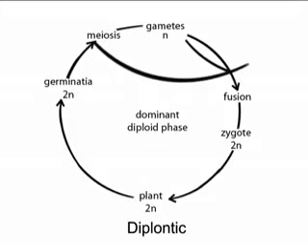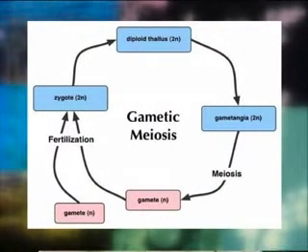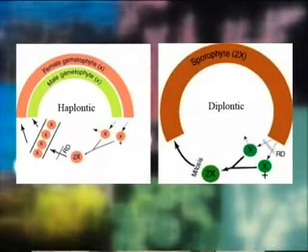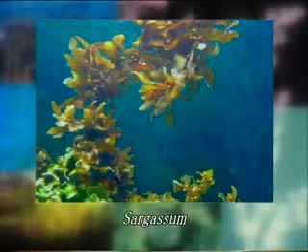Since this life cycle involves the alternation of a long diploid phase with a brief haploid phase represented by gametes only, it is called the diplontic life cycle. Thus, this life cycle is characterized by the dominance of the diploid phase and gametogenic meiosis which produces haploid gametes. Like the haplontic life cycle, this life cycle does not exhibit true alternation of generation since there are no morphologically distinct sporophytic and gametophytic generations. The diplontic life cycle is best exemplified by Sargassum.